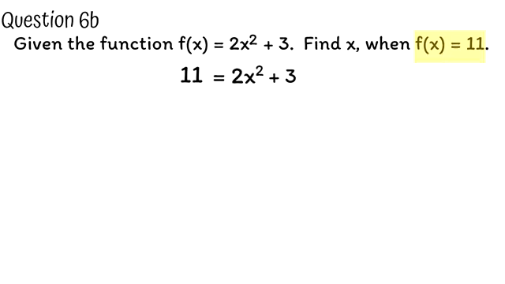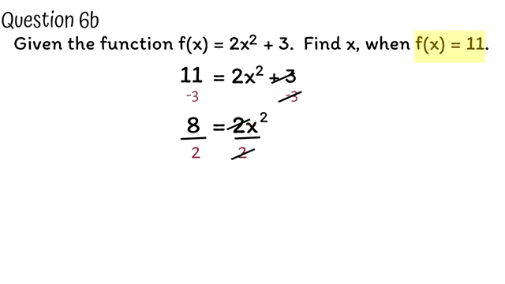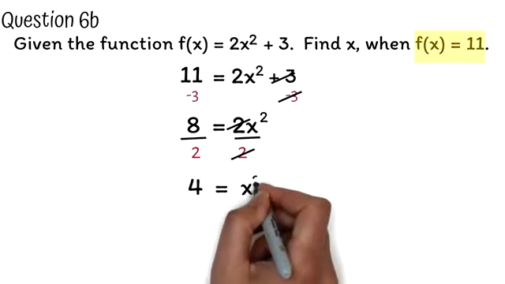Now we will solve for x. Please, if you're not familiar with solving equations, check the links in the description and watch the video. It's extremely important you master how to solve equations. We want to get the x by itself. We will first subtract 3 from both sides. The 3 will cancel out. 11 minus 3 is 8. So we have 8 equals 2x squared. Next, we will divide both sides by 2. The 2 will cancel out. 8 divided by 2 is 4. We have 4 equals x squared.